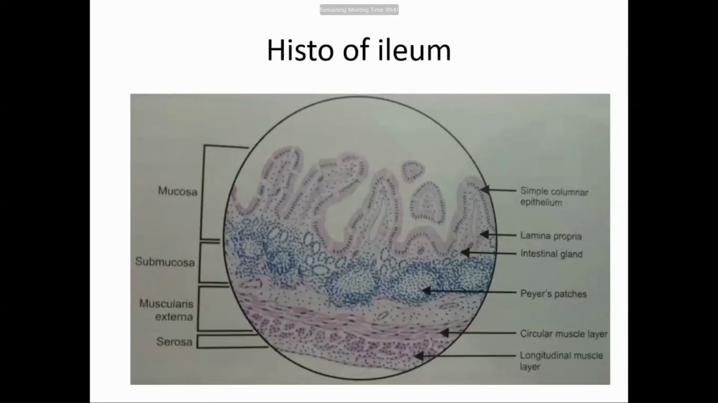So how will you identify the jejunum, ileum, and the duodenum? Duodenum: in the submucosa, presence of the Brunner's glands. In the ileum, Peyer's patches are present in the lamina propria. But in the jejunum, both the Brunner's glands and the Peyer's patches are absent.